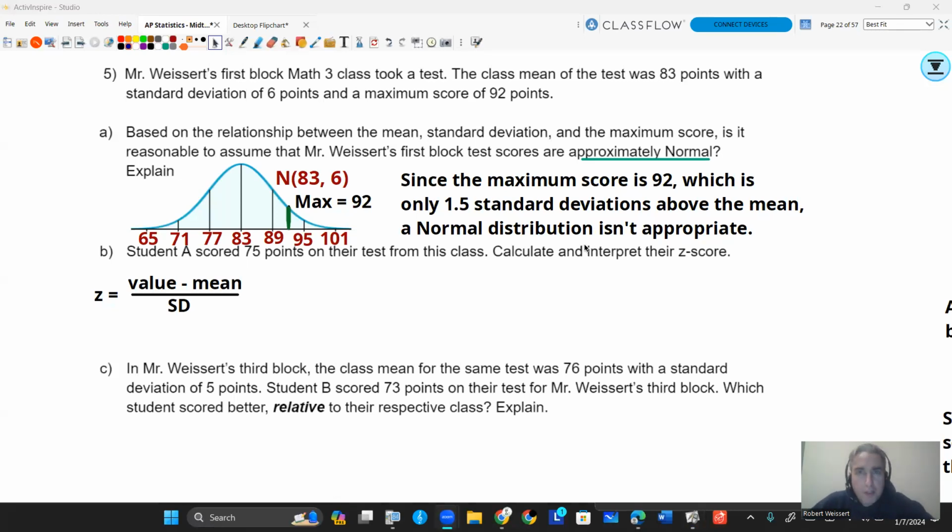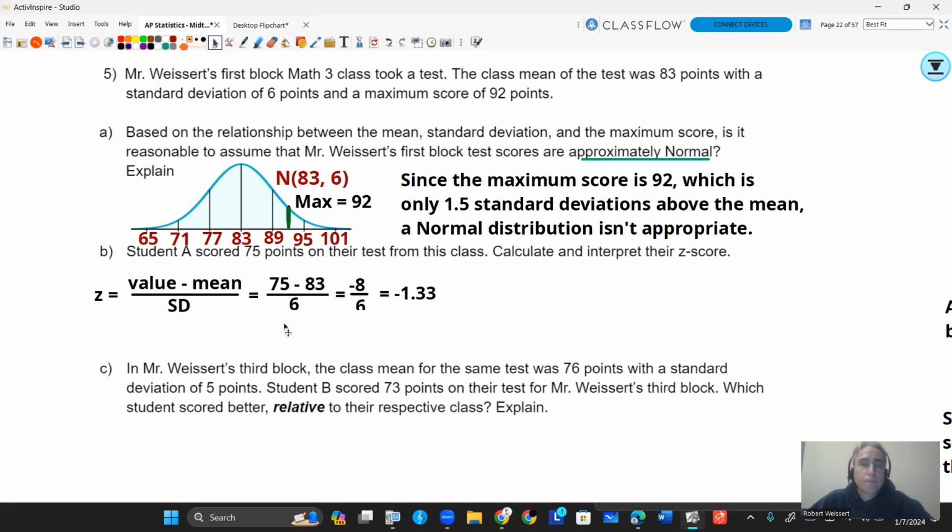All right, a z-score in a distribution is simply how many standard deviations above or below the mean that point is. So it's the value of the point you're looking at minus the mean divided by the standard deviation, which in this case, the value we're looking at is going to be 75. We're going to subtract the mean of 83 and divide by 6. And that's going to get you a negative value. That's going to be negative 8 divided by 6, which ends up being about negative 1.33.